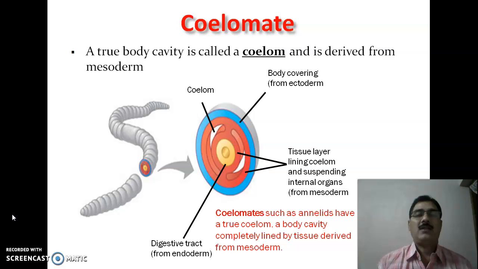As you can see in this case, the annelid, the digestive tract in the center is surrounded by the endoderm, and then there is the body covering on the outermost side, and the cavity which is the lining of the coelom derived from the mesoderm, in which the animal's body organs or internal organs are suspended.